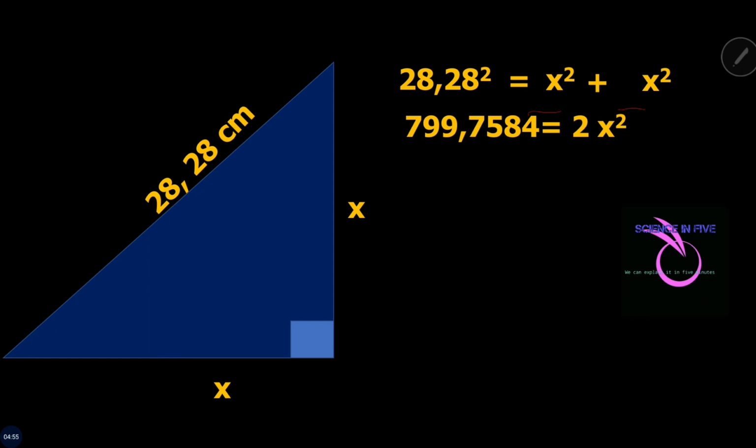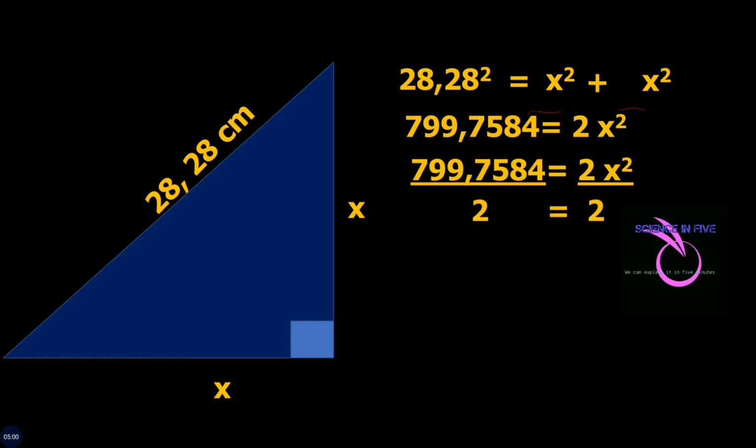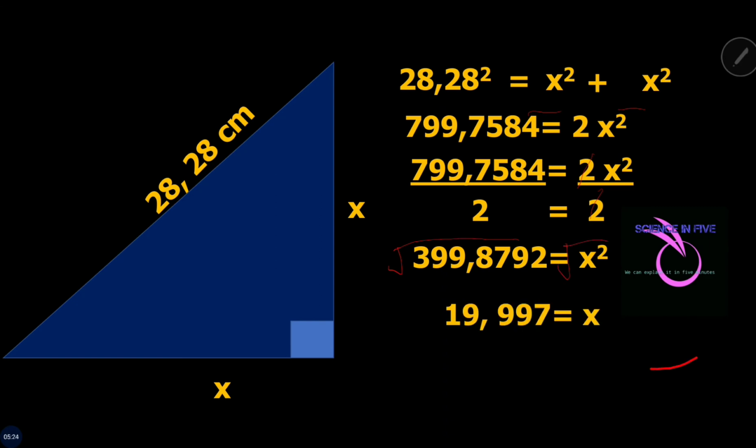2x squared equals 799.7584. The next step is to divide by 2 so that we remain with the x squared. So these 2 will divide 2, will remain with 1. Then we get x squared equals 399.89792. Last step, square root of both sides, and we end up with our answer of x equals 19.997. If we were to round off to one decimal place, x equals 20 centimeters.